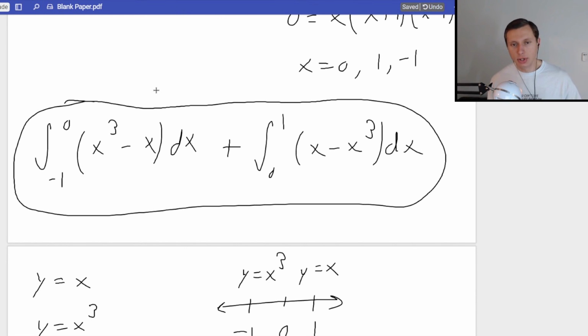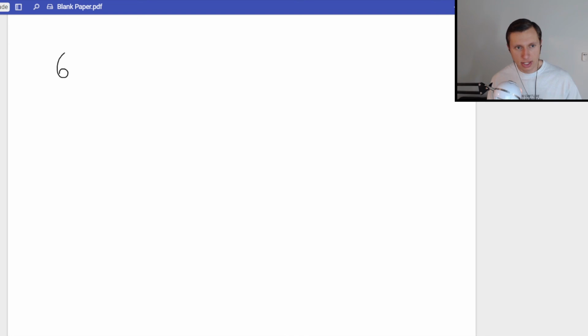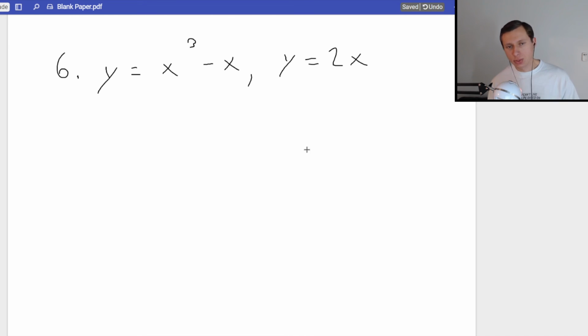Okay. Now we're going to look at the last problem of the night, number 6. Y equals x cubed minus x and y equals 2x. I'm going to tell you right now, y equals 2x you can probably draw. Y equals x cubed minus x, I don't even know how to draw that without looking at a graph.